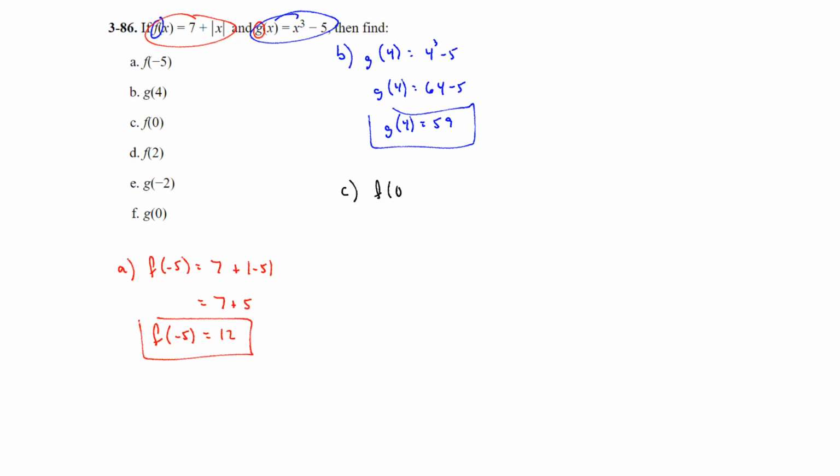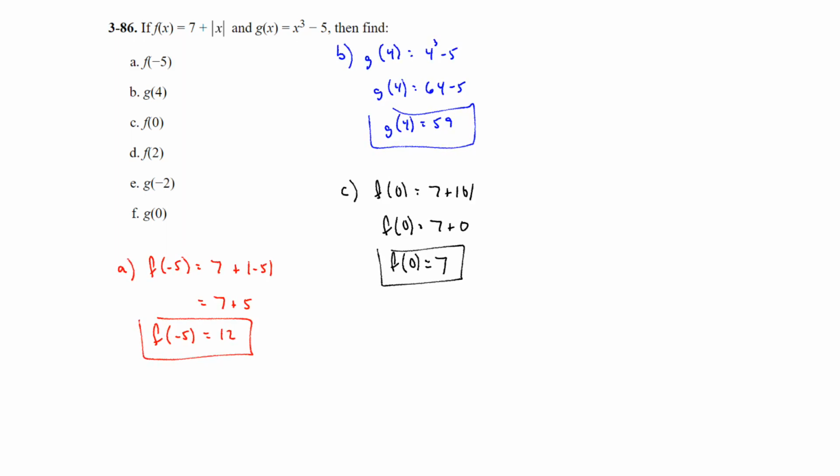C, we're looking for f of 0. So back to the first function. That would be 7 plus the absolute value of 0. And the absolute value of 0 is 0. You're 0 away from 0, so f of 0 is equal to 7. On part D, we have f of 2. So that would be 7 plus the absolute value of 2, or 7 plus 2, which is equal to 9. So f of 2 equals 9.